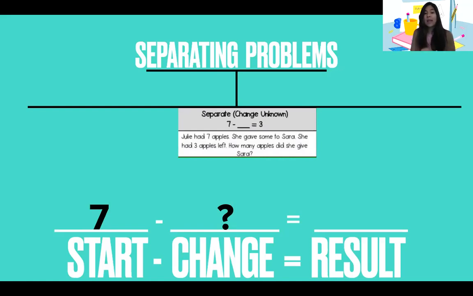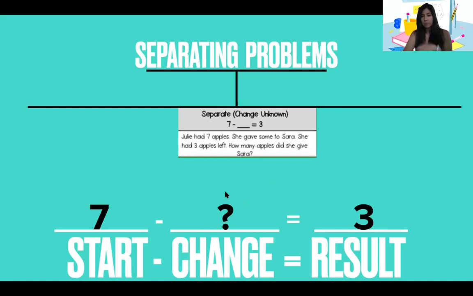And that is why it is a change unknown, because the amount she started with changed, but we do not know by how many. However, if we continue to read, she had 3 apples left. So she started with 7, and after giving some away, now she has 3 apples left, and the result is given to us. So in this case, the question is, how many apples did she give Sarah? And that's a big clue for us to know that the change is unknown. That is what we have to solve for.